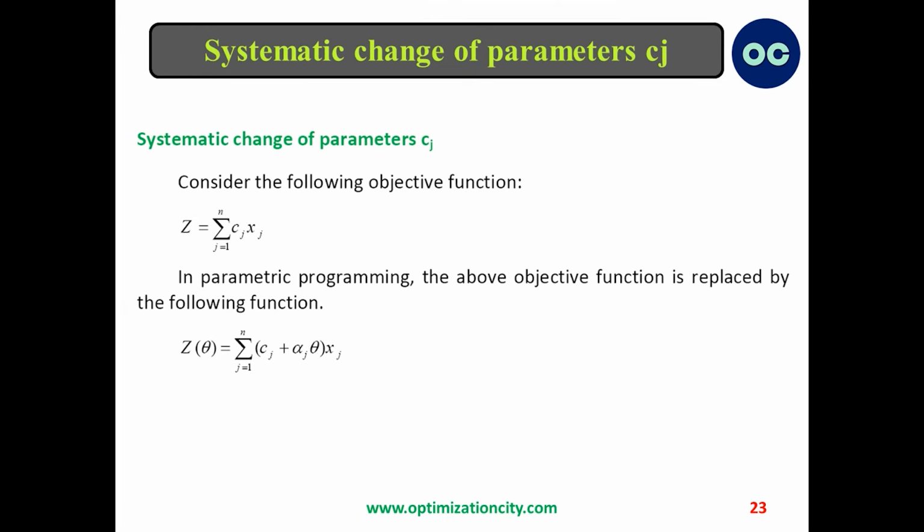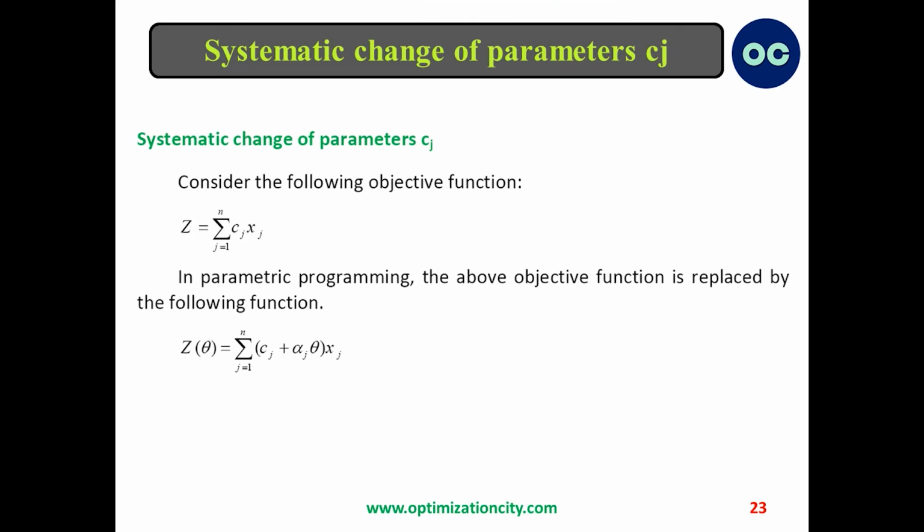The systematic change of the parameter Cj is the first part. Let's consider the given objective function. Here, this is the objective function. In parametric programming, we replace the objective function with the following function. Here, aj represents the constant data that determine the rate of change in the objective function coefficient. We increase the value of theta from 0 to demonstrate the effectiveness of the linear programming model as theta varies.